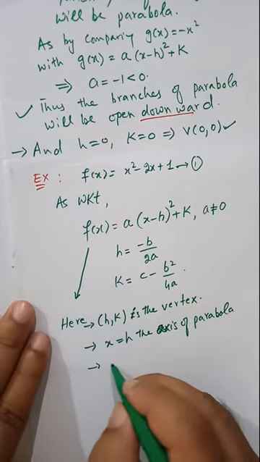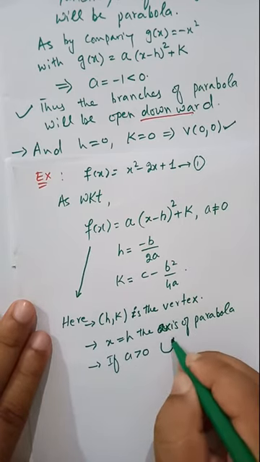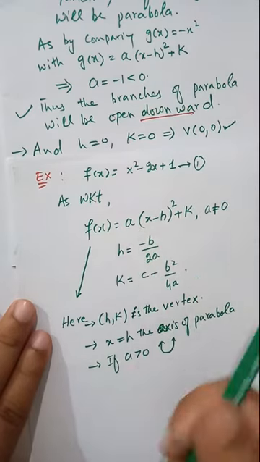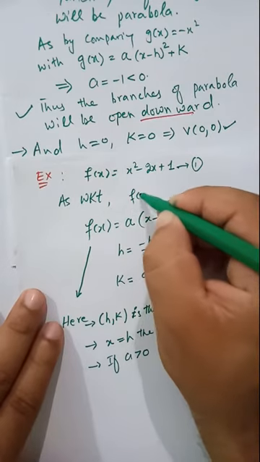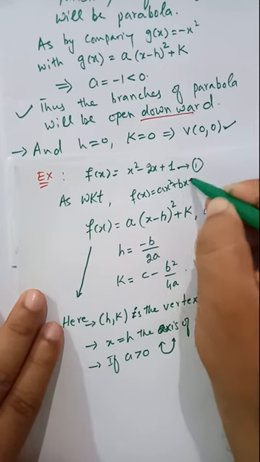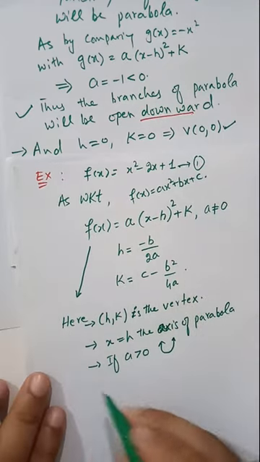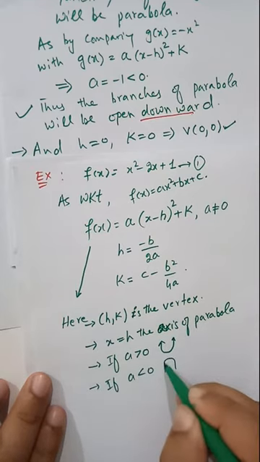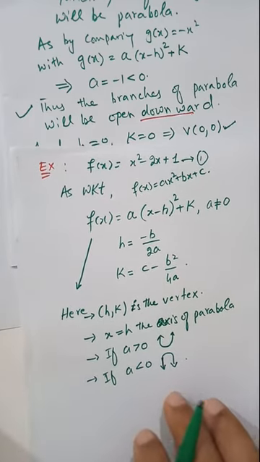If a is greater than 0, the branches will be open upward. This is your a, the coefficient of x square. The general form is this, so we convert that general form to this standard form. If a is less than 0, the branches will be open downward. I explain the whole area here also.